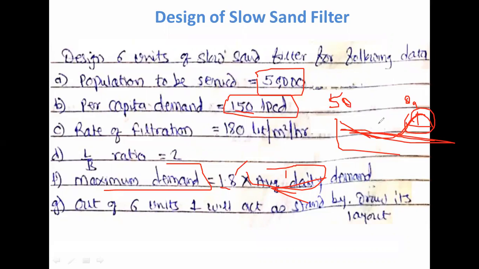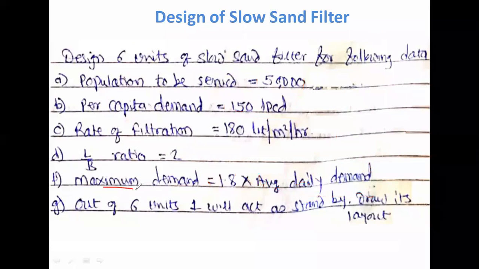So while designing any system, we should design the system by multiplying that average value by the peak factor, and generally it is taken as 1.8, so that we will get the maximum demand. Means we should design the system for the maximum demand and not for the average demand. So they have given here that maximum demand is equal to 1.8 into average daily demand.